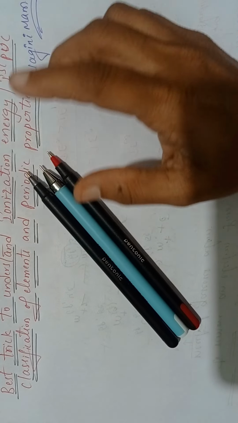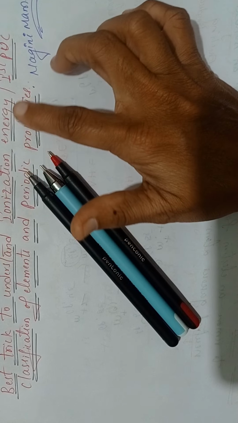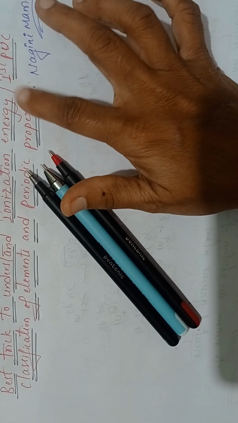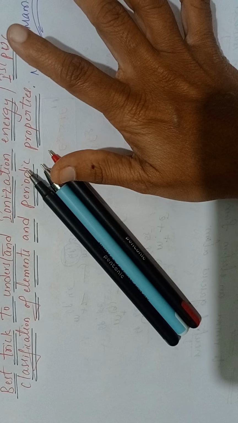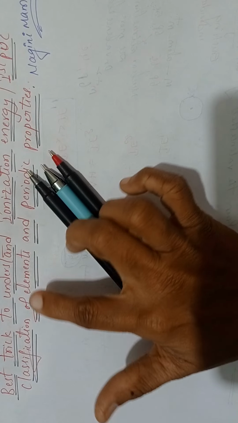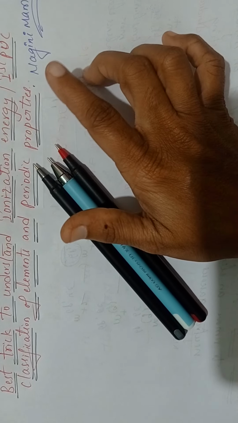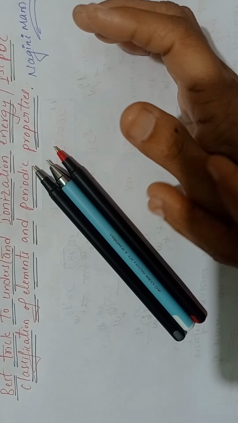In today's session I am going to discuss the ionization energy topic, students. It is a topic from first PUC, 11th class. Lesson name: classification of elements and periodic properties. Okay, it is a thorough lesson. Right.